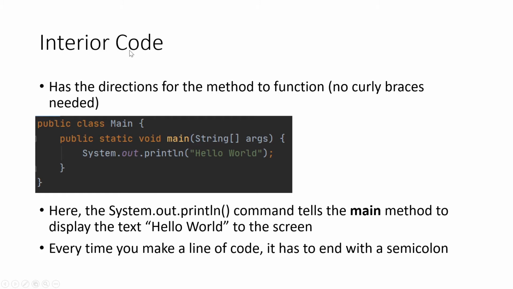So the interior code has the directions for the method to function. And for the interior code, you don't necessarily need any curly braces to encapsulate even more code. And here, this is the interior code pretty much. It's inside the main method. So System.out.println hello world tells the main method to display the text hello world to the screen. It literally displays this text to the screen without the quotation marks.